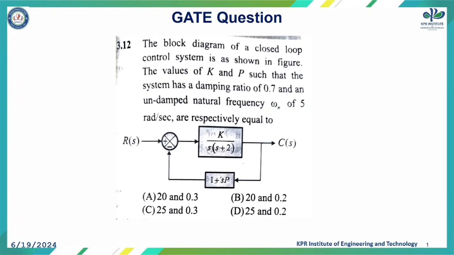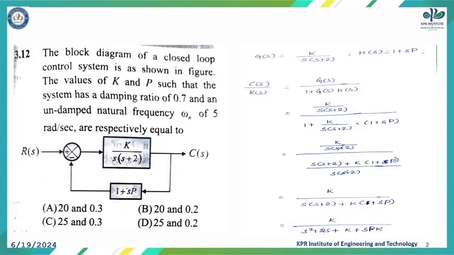The given values are damping ratio, that is zeta equal to 0.7, and undamped natural frequency, that is omega n equal to 5 radians per second. This is the given block diagram. Let us see how to solve this problem. From this block diagram, we can say that G of s is equal to K divided by s into s plus 2, and H of s, that is the feedback transfer function, is 1 plus s into p.